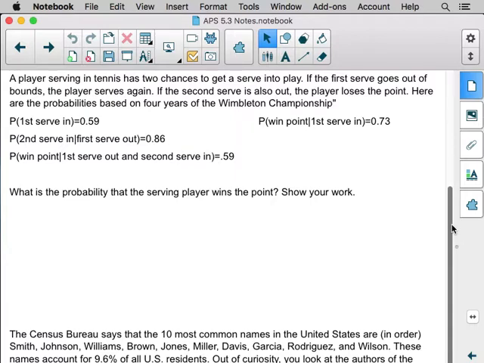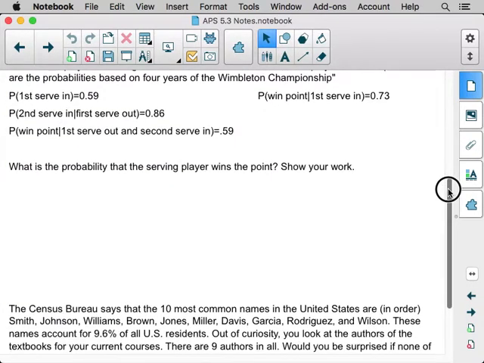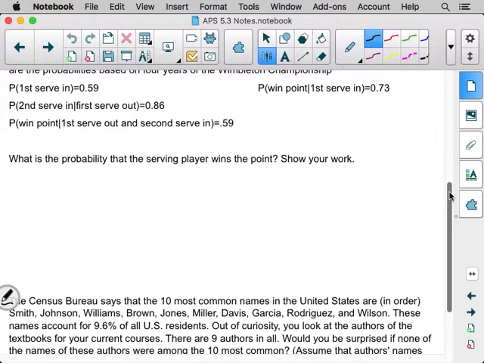All right. So on the first serve, it can either be in or out, right? Isn't that really what can happen? So the probability that the first serve goes in is 0.59. The probability it goes out would therefore be 0.41.